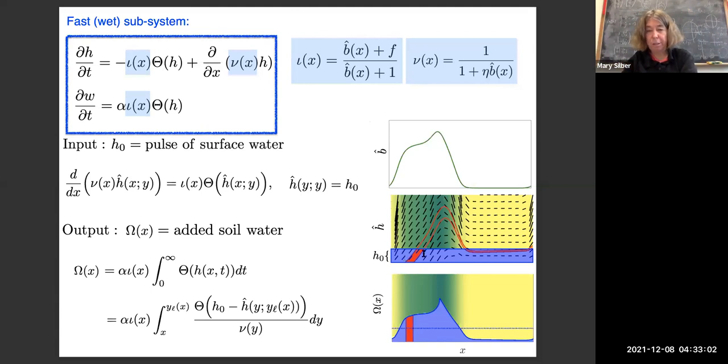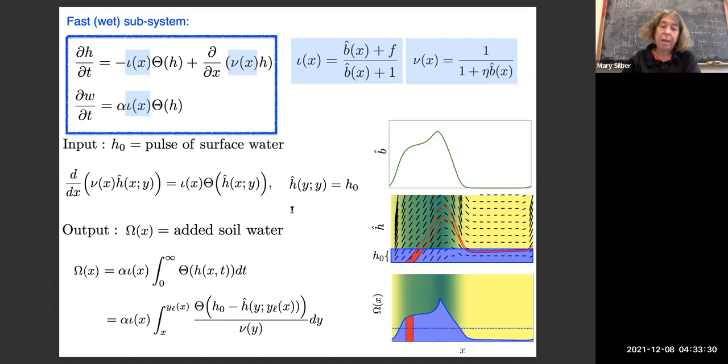Actually, if you look over here at these figures, here it is. There's the surface water height initially. What we want to know is how does that get distributed into the soil? That's shown in this bottom plot, and this is for this biomass distribution here. The direction field shown in the background is what you get from using the method of characteristics on it.